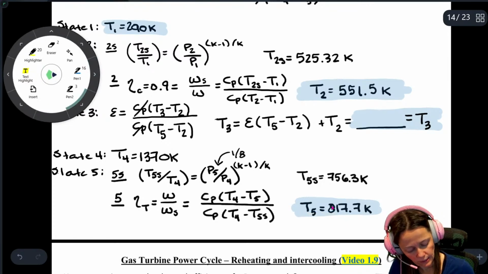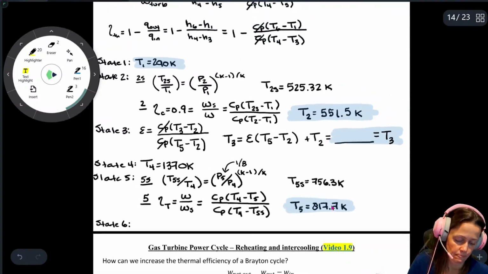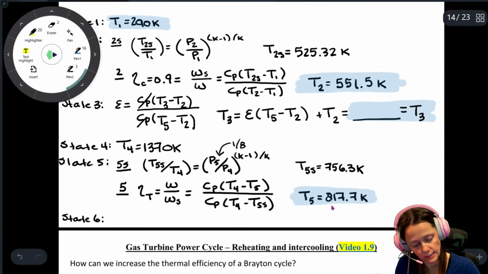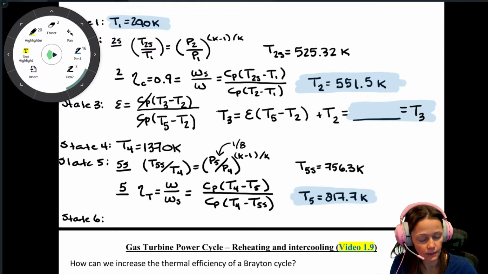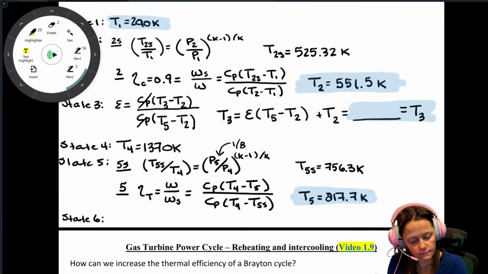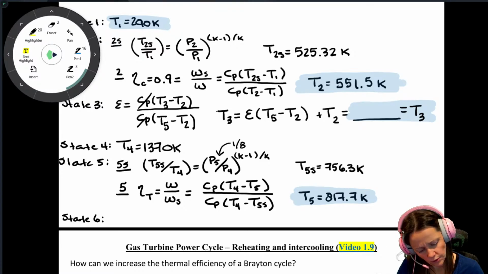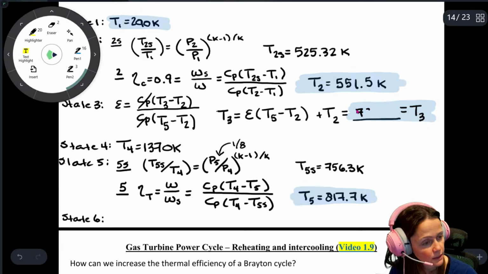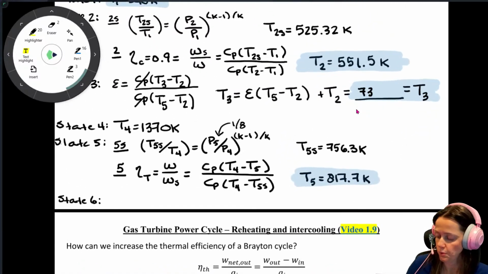And then the very last thing I need to do is get state 6. Oh, and I think actually now I have enough information to get to state 3, don't I? So this would be 0.7 times (T5 minus T2) plus T2. So 737, let's see if this makes sense. What did I say we were going to use? Did I say we were going to use 0.9? 0.9, I'm sorry.